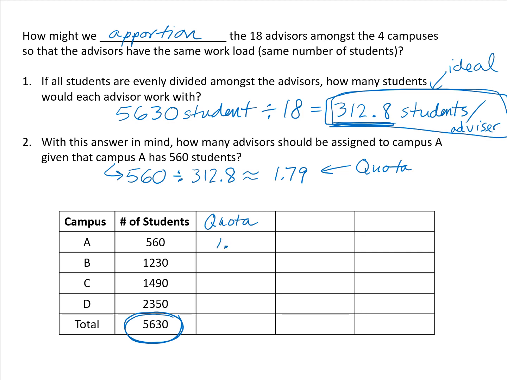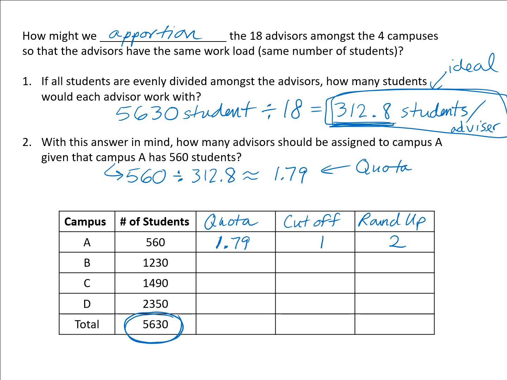So 1.79. Now obviously, you can't have a decimal number of advisors at a particular campus. But if I have 1.79, that's telling me I should have either 1 or 2 advisors. So you could cut off the decimal, or round down, to create a whole number, or you could round up. There are kind of one of two ways you could do that.